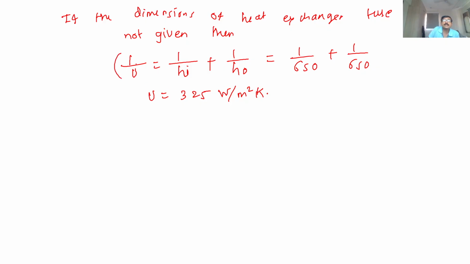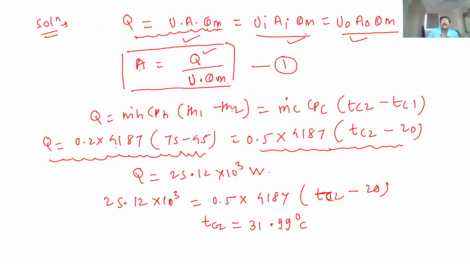Remember, this formula is used only when the above condition is met. What is the above condition? If the dimensions of the heat exchangers are not given, meaning inner tube radius, outer radius, or inner tube diameter, outer tube diameter are not mentioned, then and only then this formula is used. Otherwise, we need to go for a different approach to calculate U. So this is very important in this problem. So U I got, and now the last one remaining is theta m.